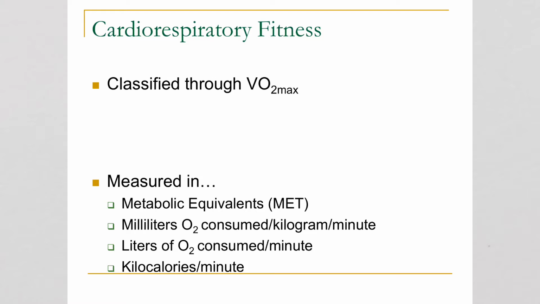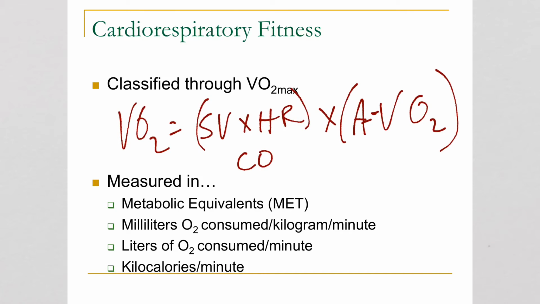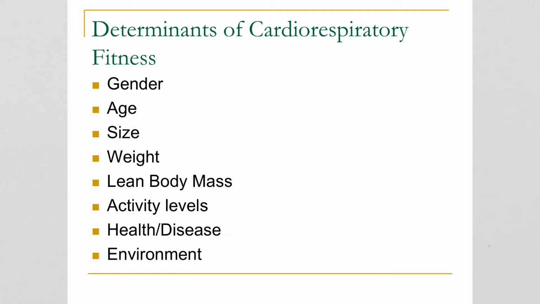We talked about this as classified through VO2 max, in our exercise testing lecture and in our labs, but remember, VO2 equals stroke volume times heart rate, which is cardiac output, times the arterial minus venous O2 difference. So that tells us how much blood we're pumping per minute, how much oxygen is in that blood, and how much oxygen is in the venous blood, and the difference tells us how much we've extracted and used for energy. And we can use all these different metrics to measure it.